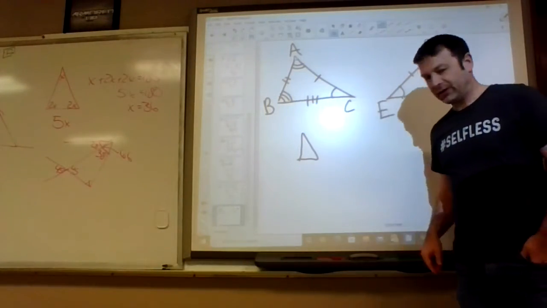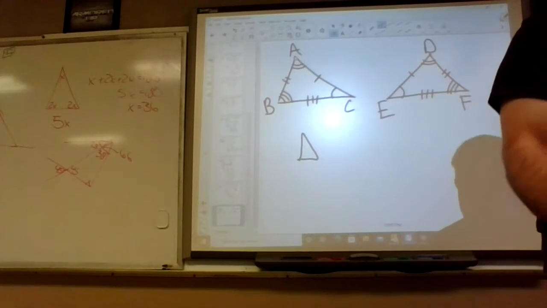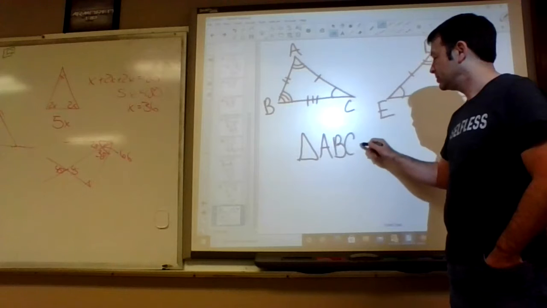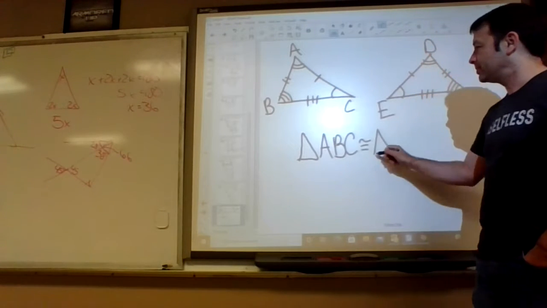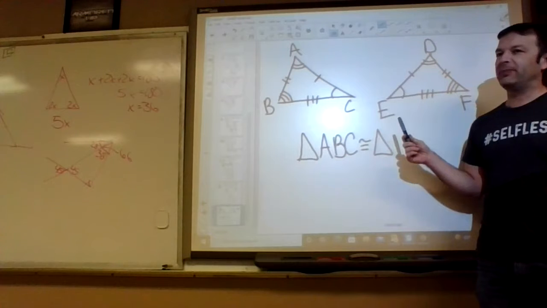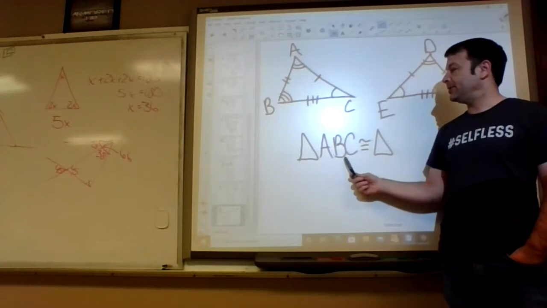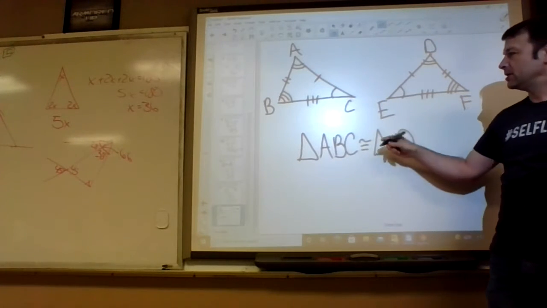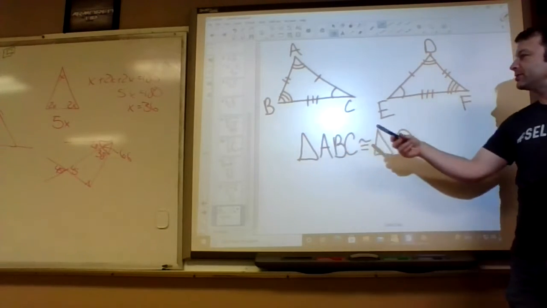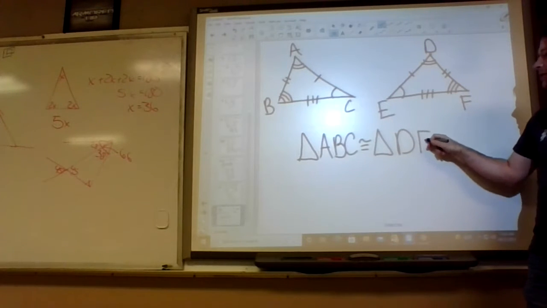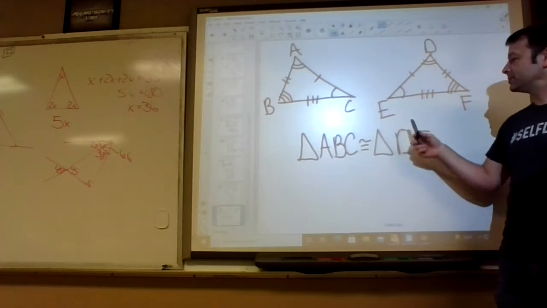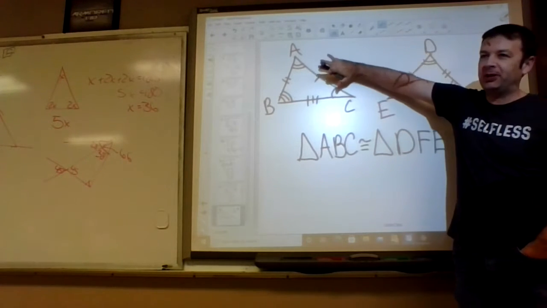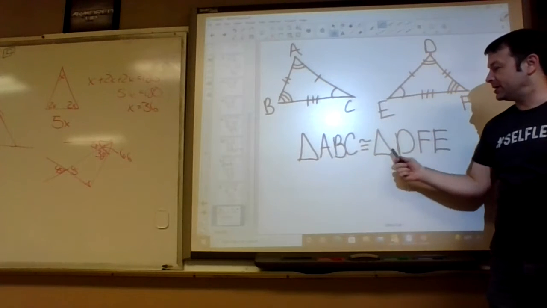So, if all those things are congruent, then the triangles are congruent. So I would say triangle ABC is congruent to triangle... Now here's the thing though, order matters. So I said ABC. What does A match up to on this right triangle? D. So it would be D. What does B match up to on the right triangle? F. And then what does C match up to? E.